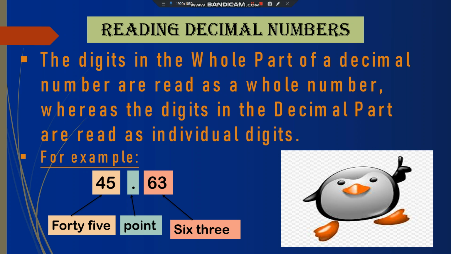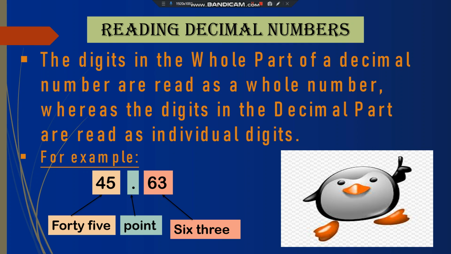Let's understand how we should read decimal numbers. The digits in the whole part of a decimal number are read as a whole number like 10, 20, 30, 42, 53, 176, etc. Whereas the digits in the decimal part are read as individual digits.